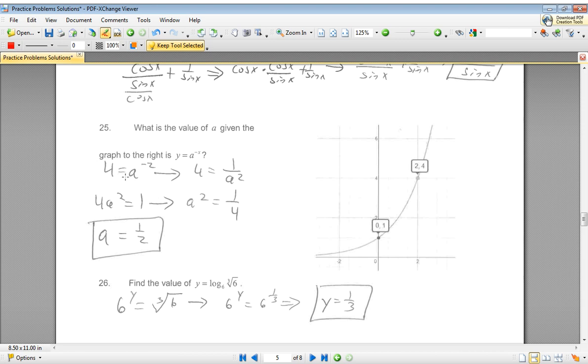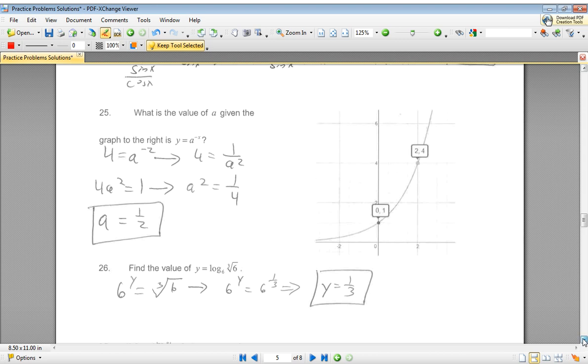So you would have to see when x equals 2, y equals 4. So that means that 4 equals 1 over a squared. Multiply a squared by both sides, so 4a squared equals 1. Divide both sides by 4. Take the square root of both sides, it's 1/2. And that also would work for 0 and 1.